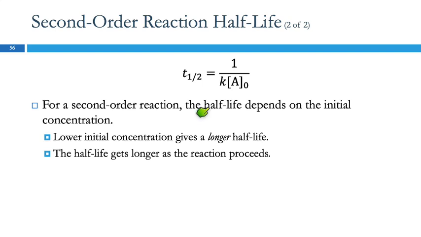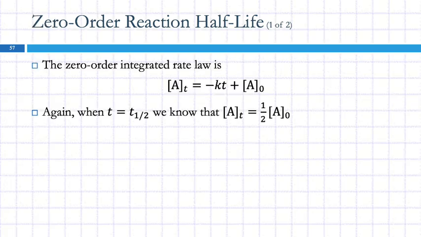So now the half-life depends on the initial concentration. If we have a lower initial concentration, then we get a longer half-life. If this concentration is small, then T1/2 is bigger. And so as A goes down, the half-life gets longer and longer. After every half-life, it's going to take longer for it to cut in half. Now, zero order.